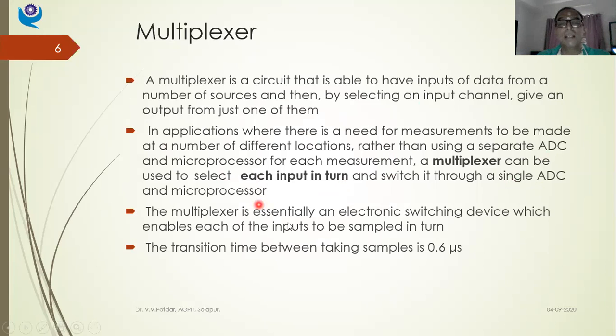The multiplexer is essentially an electronic switching device which enables each of the inputs to be sampled in turn. The transition time between taking samples is 0.6 microseconds. So we don't even sense it. It happens so fast.